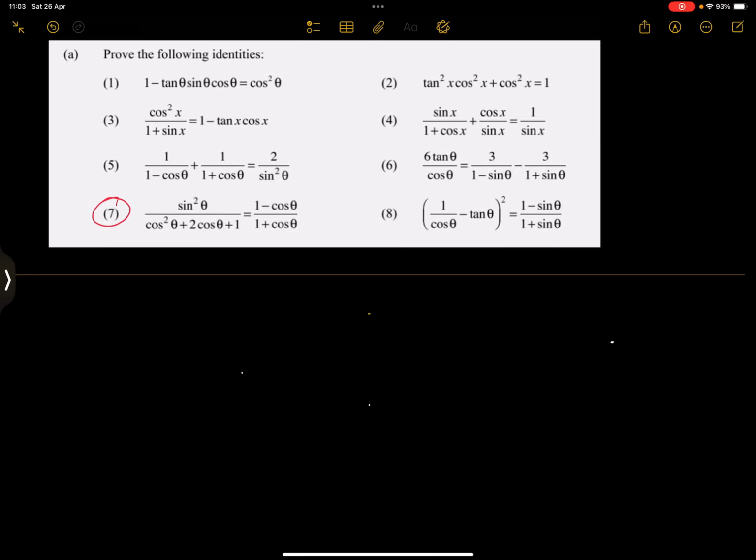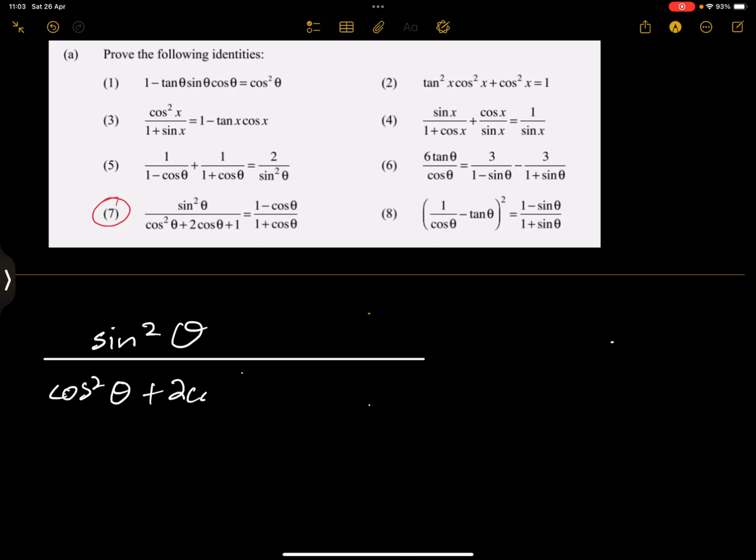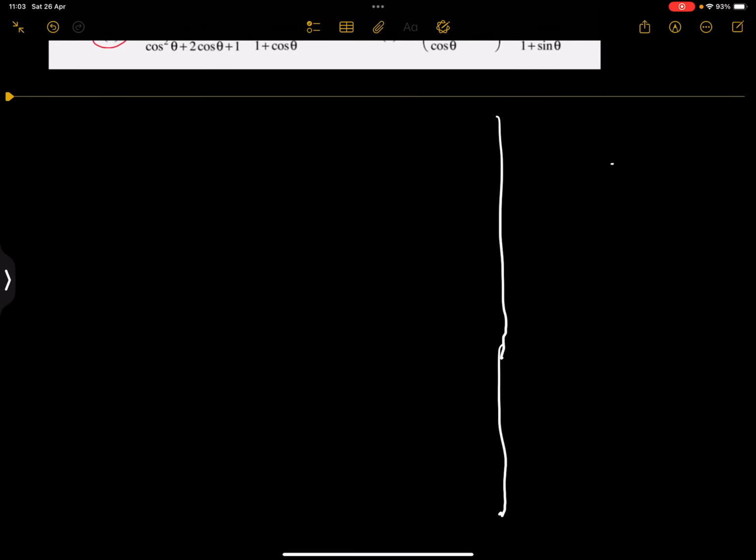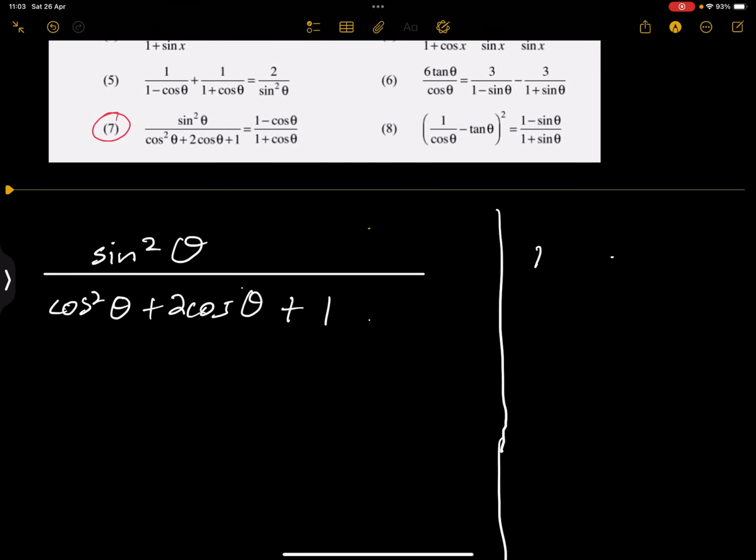Right, so we are given this. Remember I said we work with the left-hand side and the right-hand side separately. So we've got sine squared of theta divided by cos squared of theta plus 2 cos of theta plus 1. We want to prove that this is the same as what we've got on the right-hand side, which is 1 plus cos of theta. Sorry for that device blinking a bit there.